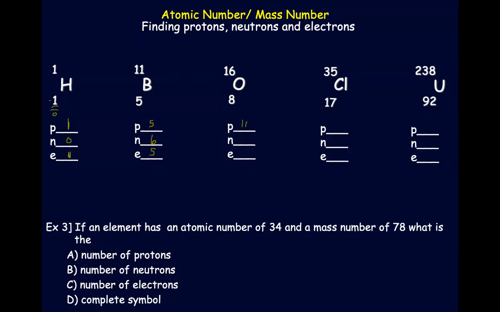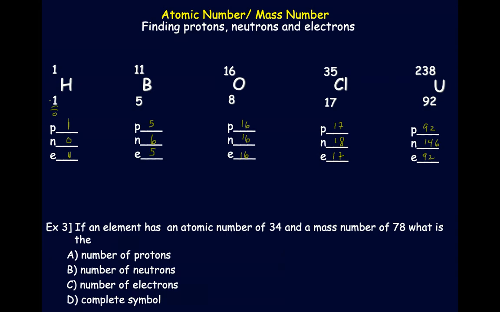All right, so we can go 16, 16, 16. We can go 17 protons, 17 electrons, and 35 minus 17 would be 18. We could be 92, 92, and we can go 146. I believe that's correct. All right, so it would be 238. So pretty easy along the way finding protons, neutrons, electrons.